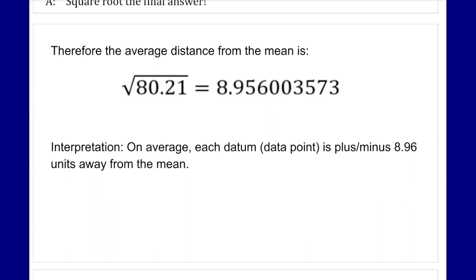So then that means the average distance from the mean is 8.956, or 8.9, you could say. So that means within one standard deviation from the mean, each data point is plus or minus roughly 8.96 or 9 units away from the mean. So if we think of our mean as being 10.7 plus or minus 8.96, that means that 64% of the data should fall between this interval. That's essentially what the standard deviation is telling us.